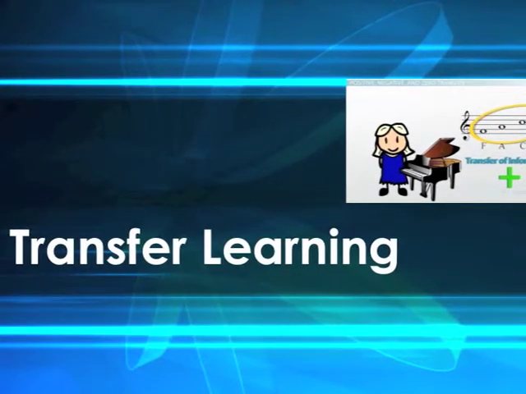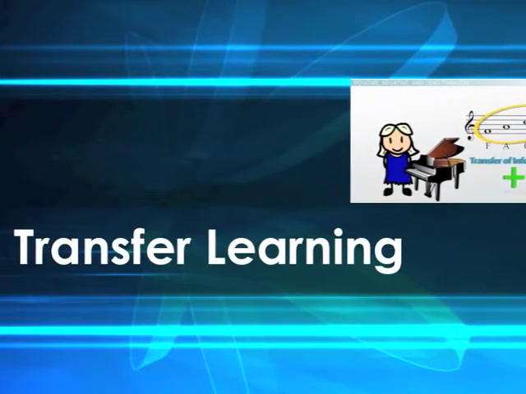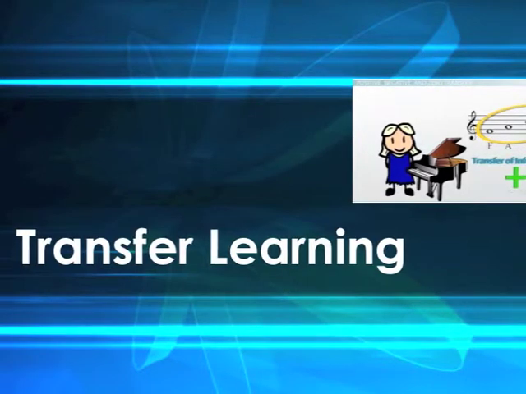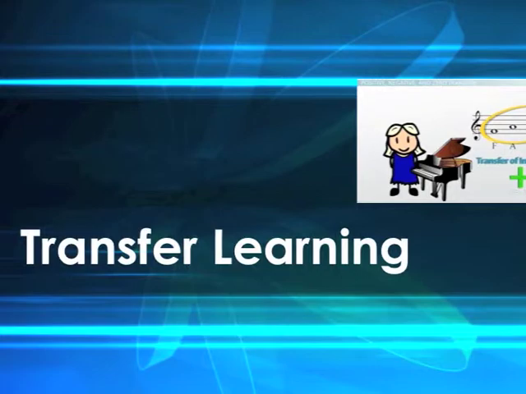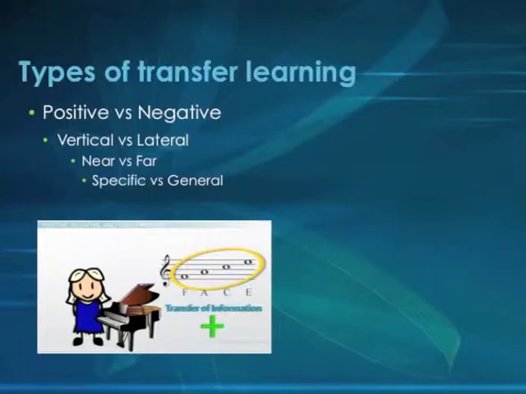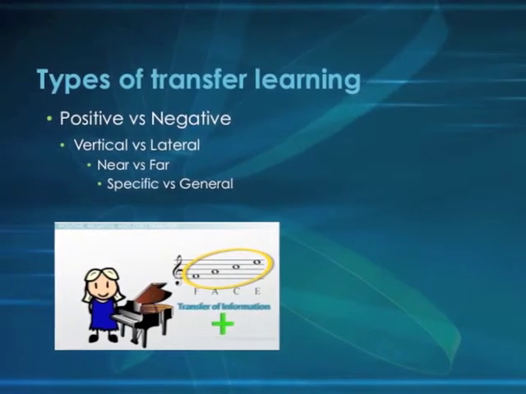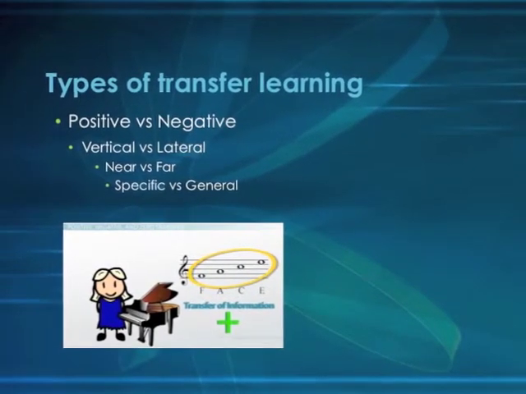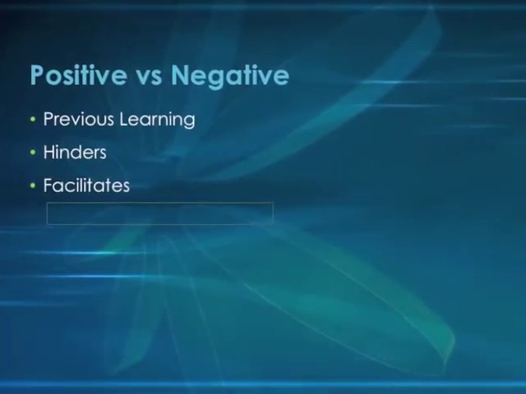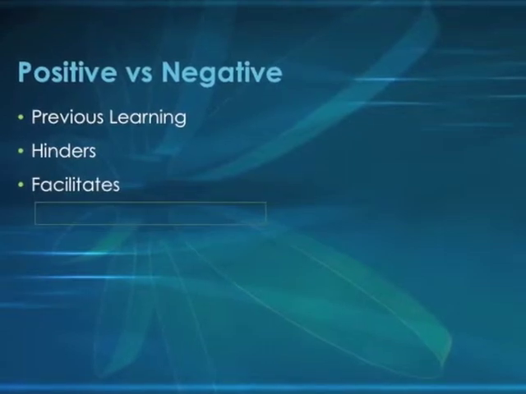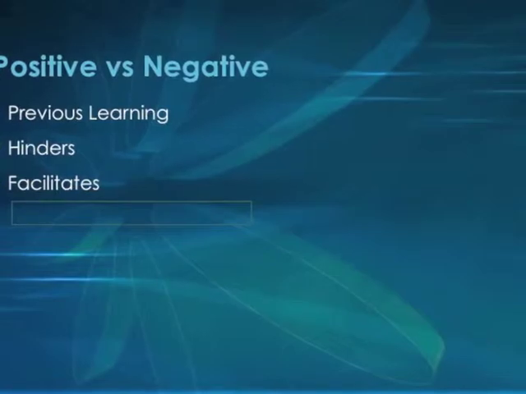Transfer learning is something you learn in one situation that affects how you learn or perform in another situation. We need it in our day-to-day lives. Without it, we would have to learn everything over and over again. During this presentation, we will discuss 4 types of transfer learning. Positive transfer, when previous learning facilitates later learning. Negative transfer, when previous learning interferes with later learning.